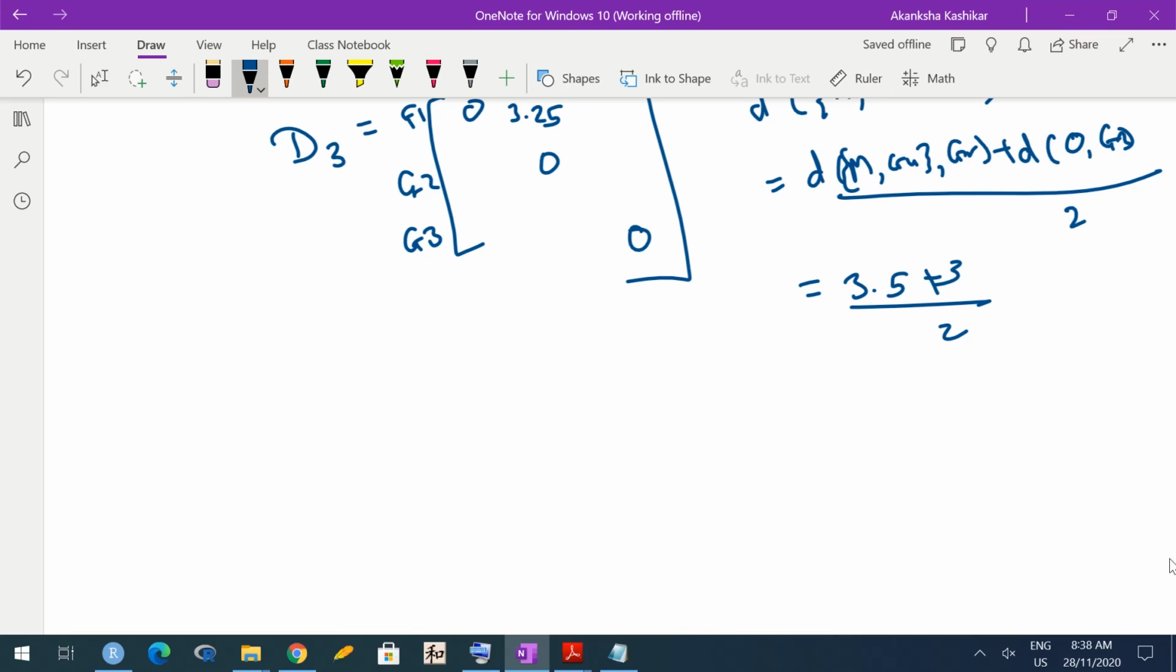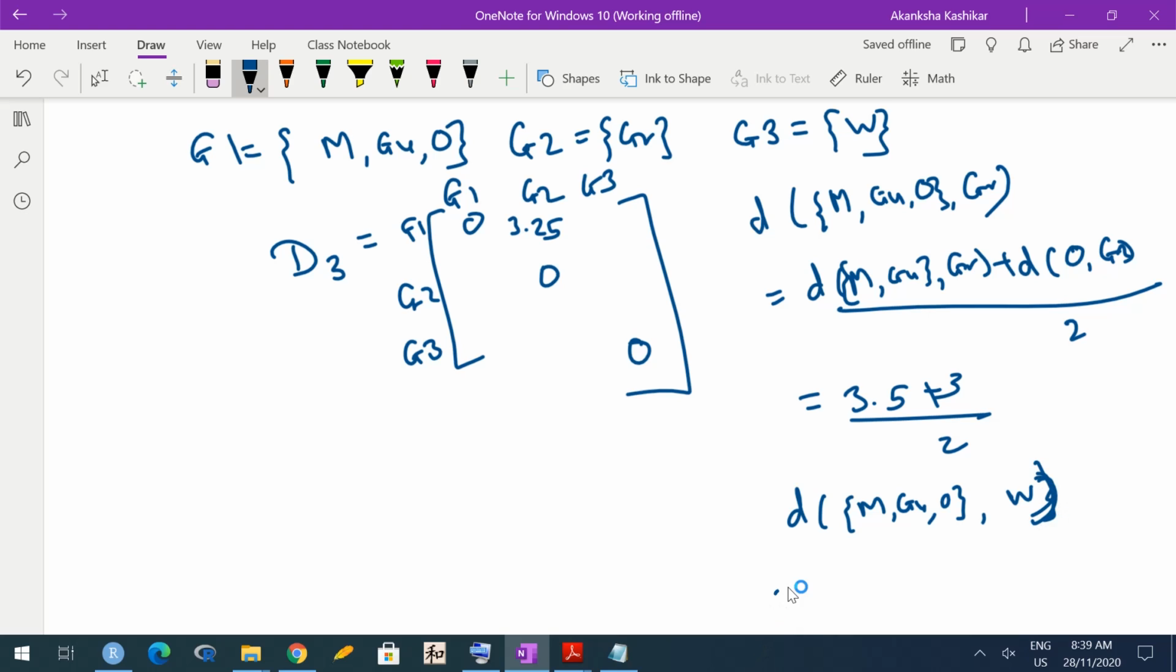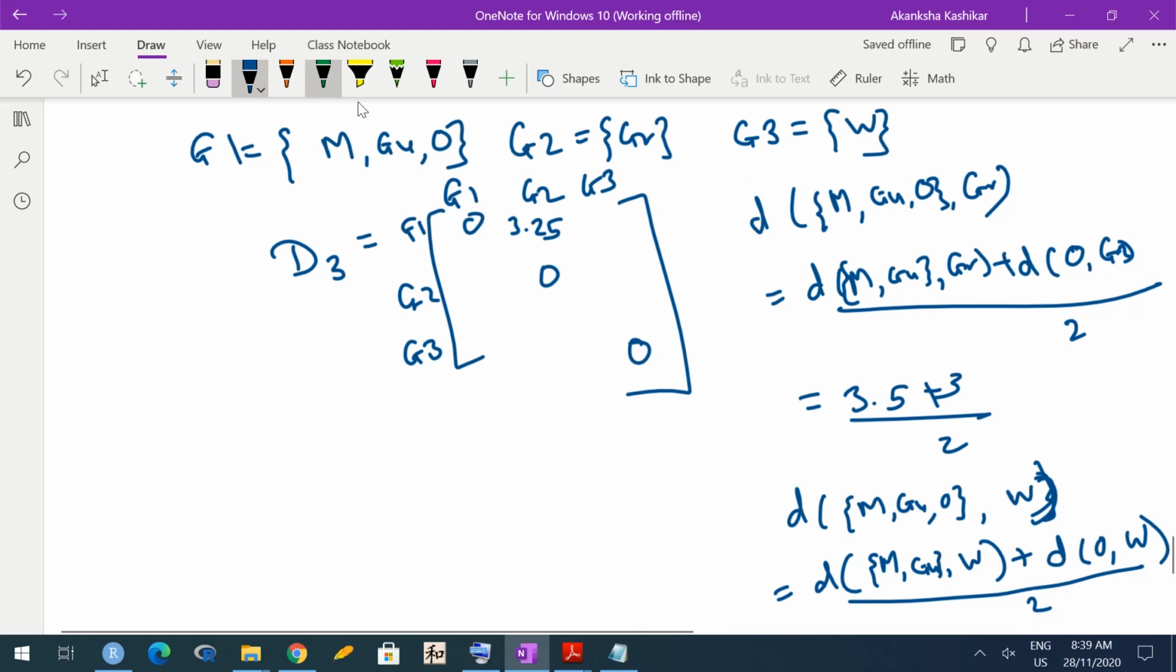Similarly, we want the distance of this group with watermelon, right? G3 is watermelon. So we want the distance of the mango, guava, orange group with watermelon. We will write it as the distance between mango, guava and watermelon plus the distance between orange and watermelon, by 2.